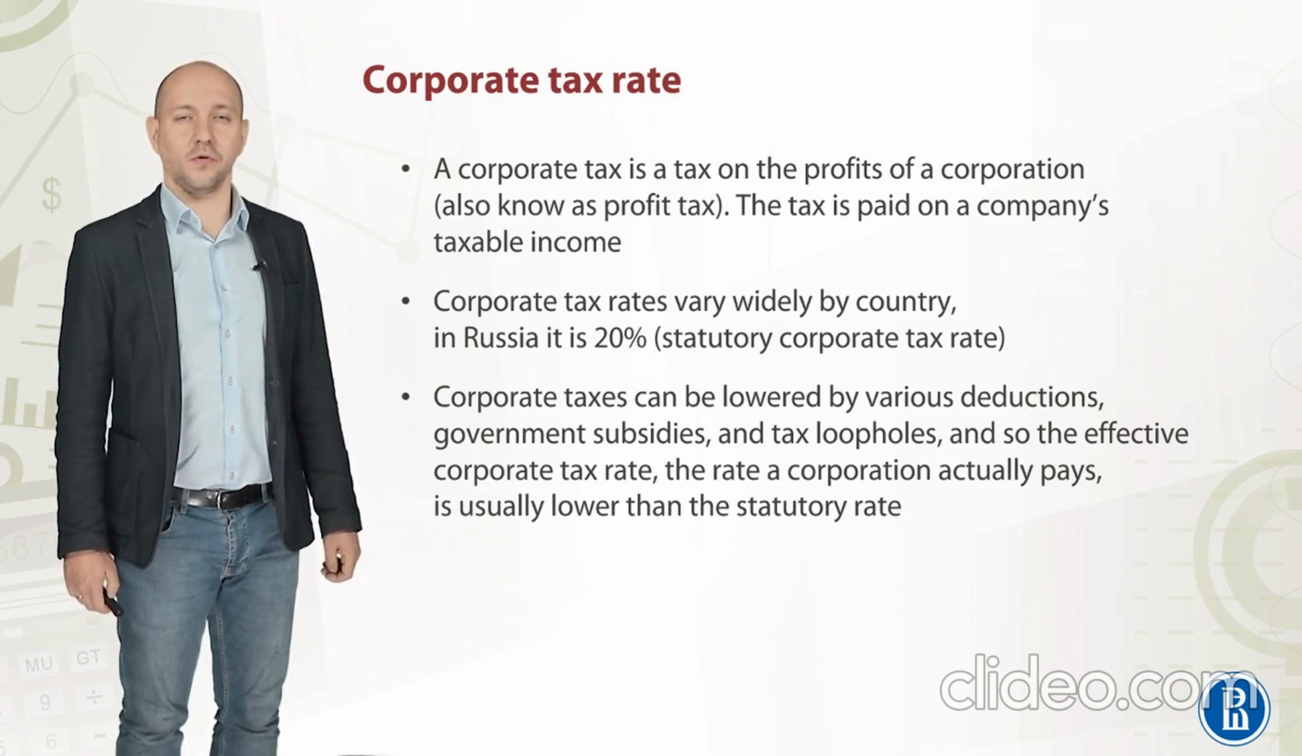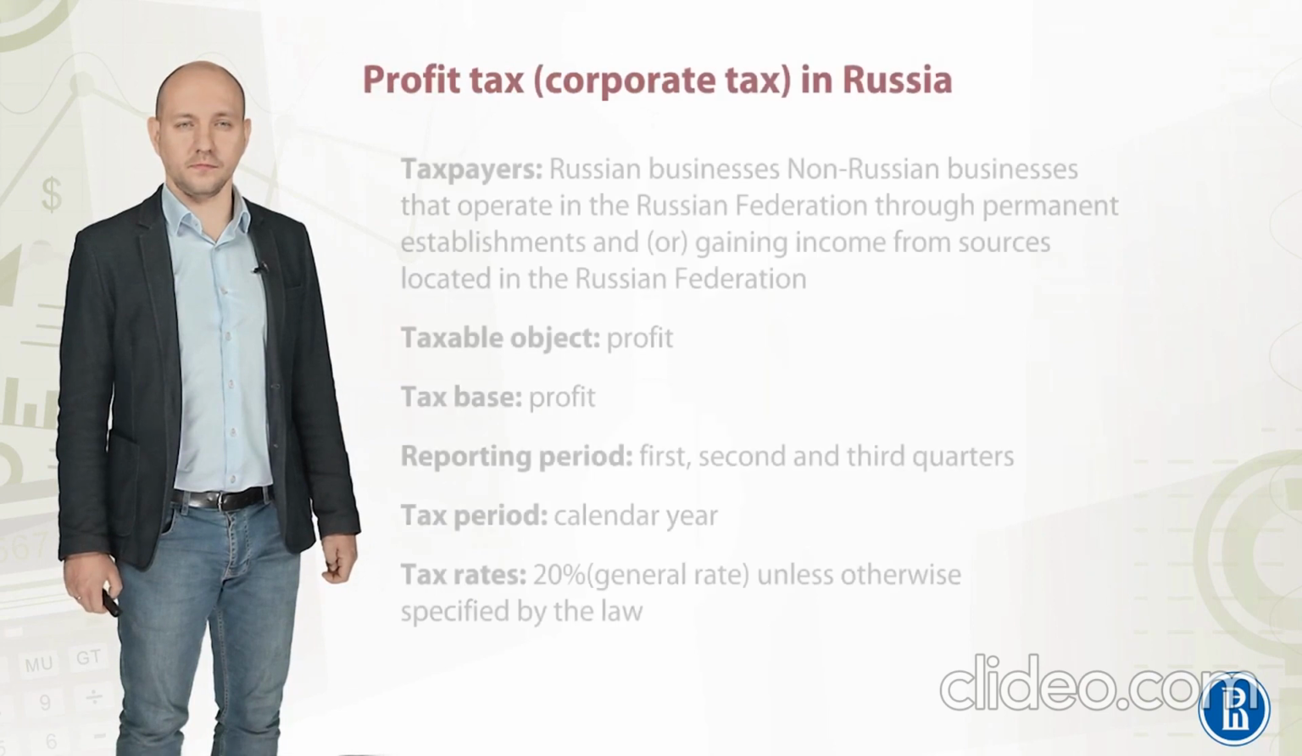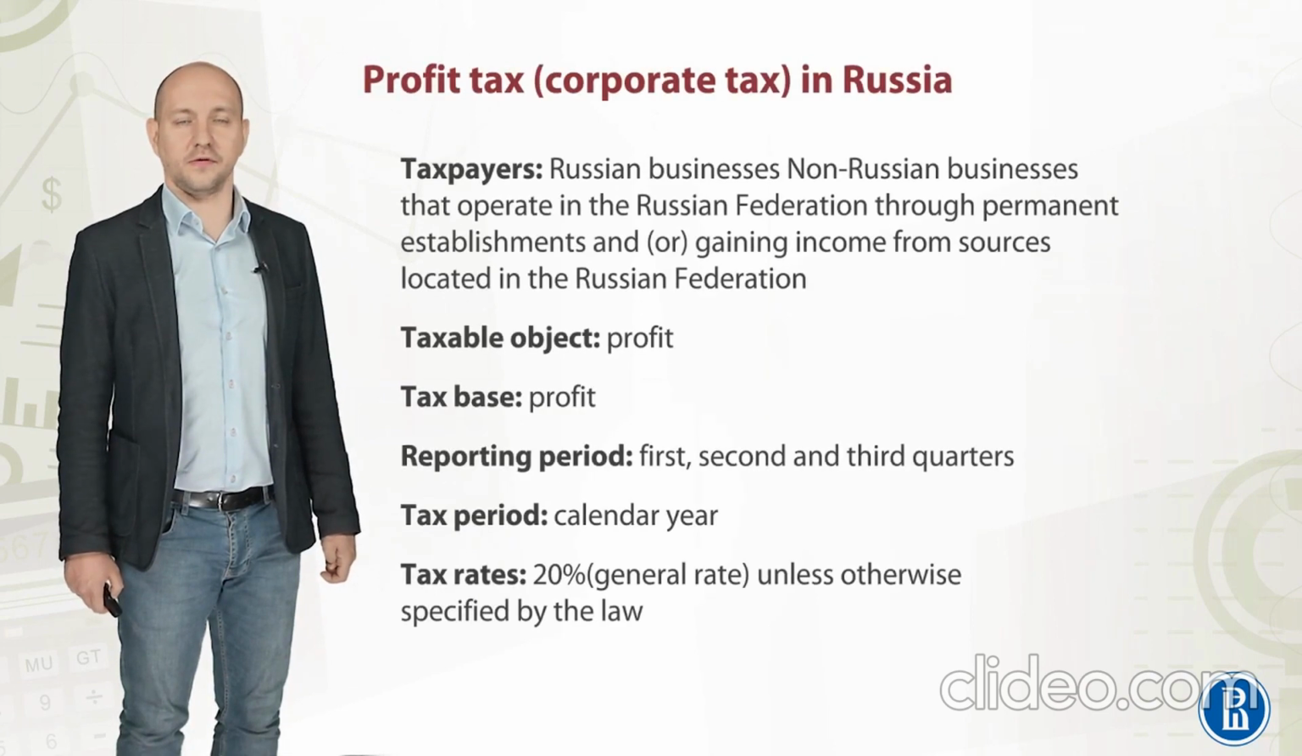Corporate taxes can be lowered by various deductions, government subsidies, and tax loopholes. And so the effective corporate tax rate, the rate of a corporation, is usually lower than the statutory rate. Let's consider the corporate tax rate on the basis of the Russian Federation. In Russia, the corporate tax rate is called profit tax.